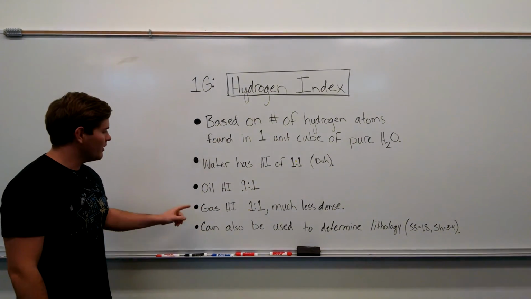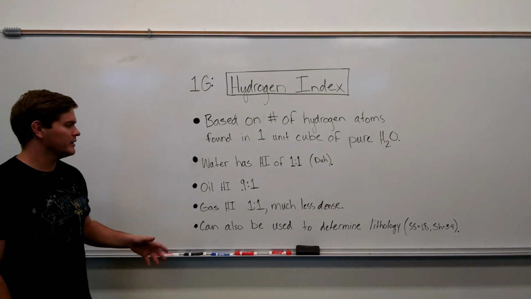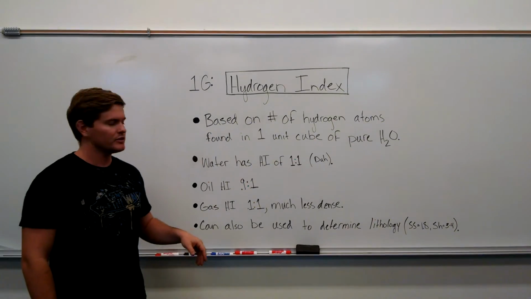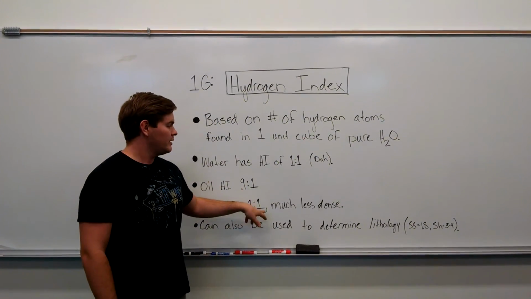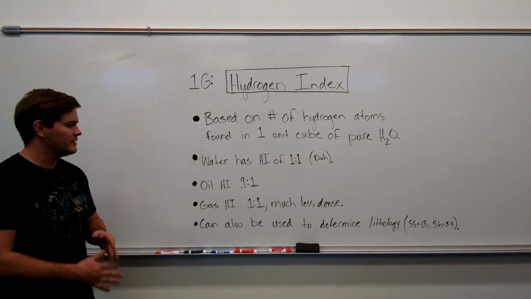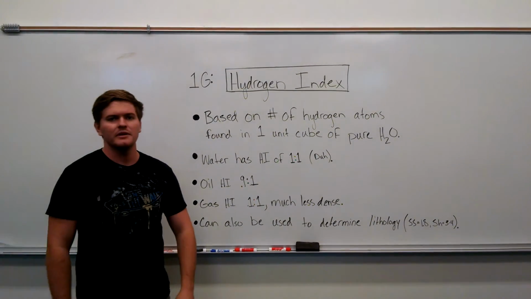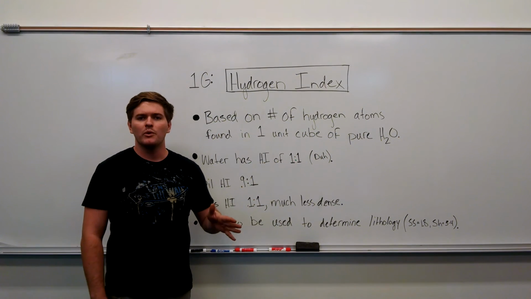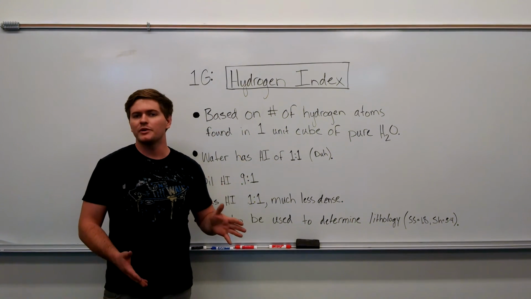Oil has a hydrogen index of 0.9 to 1, typically. And gas is much lower with a ratio of 0.1 to 1. It has a much lower density. You can also use the hydrogen index to determine lithology within your reservoir. Sandstone typical values are around 1.8, and shales range from 3 to 4.